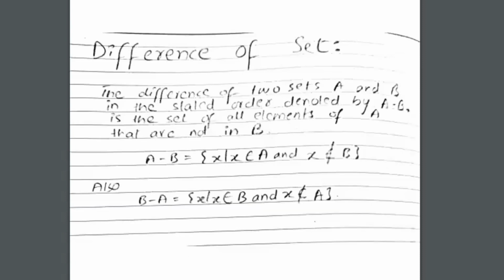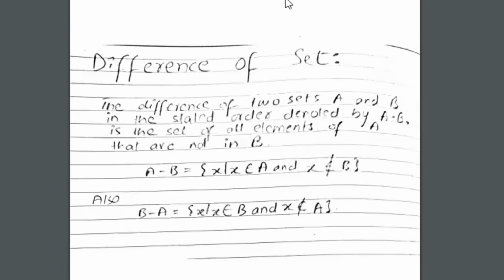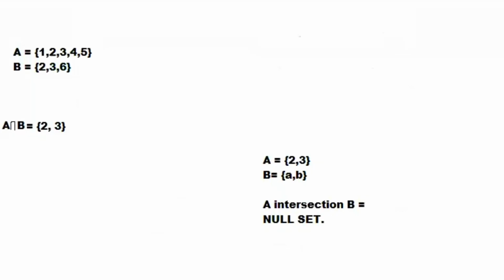Okay, so another is the difference of sets. The difference of two sets A and B in the stated order, denoted by A minus B, is the set of all elements of A that are not in B. A minus B will be equal to X such that X belongs to A and X does not belong to B. And B minus A will be X such that X belongs to B and X does not belong to A. Okay, so let's see it by example.